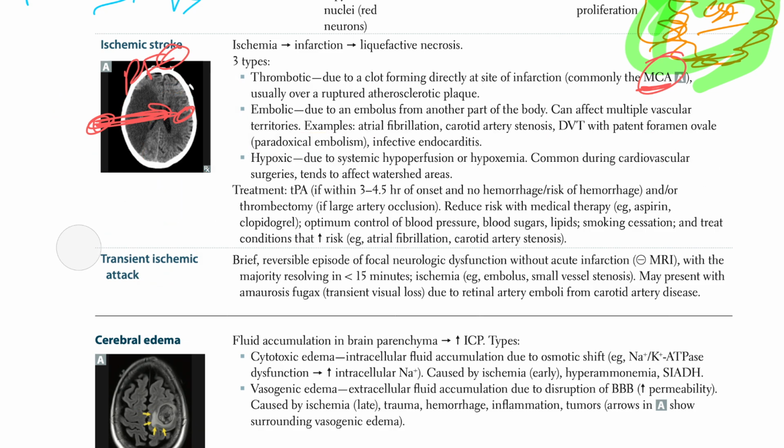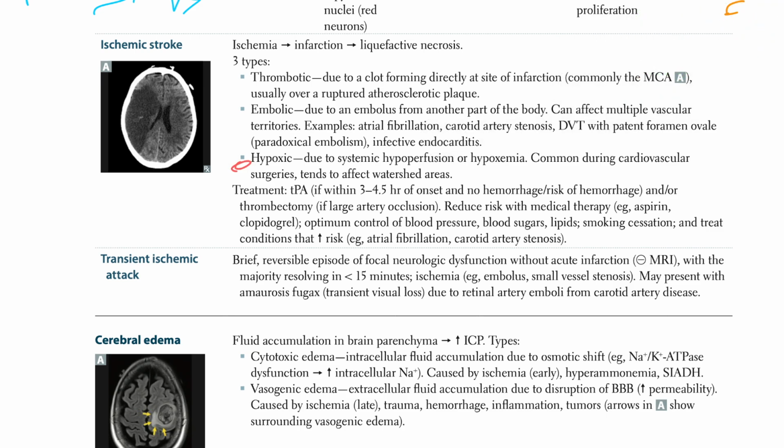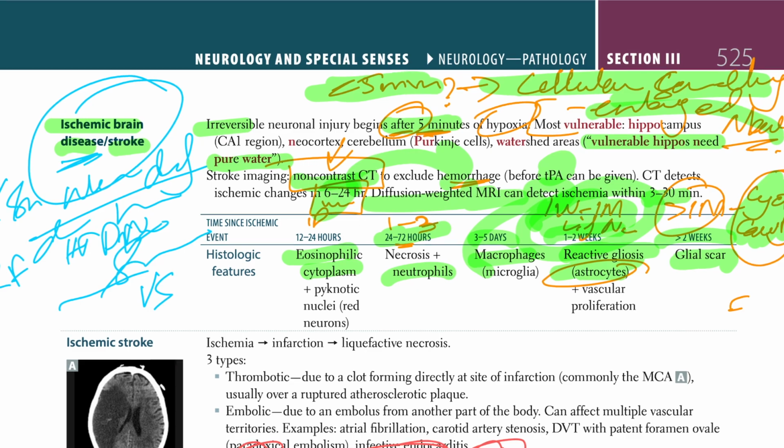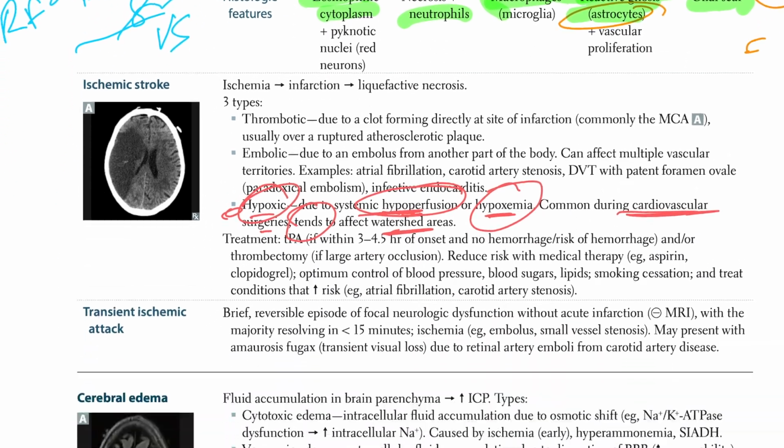The next is hypoxic stroke. Hypoxia due to systemic hypoperfusion, or hypoxemia, commonly during cardiovascular surgeries, tends to affect the watershed areas. Again, if you have hypoxia, hypovolemia, hypoxemia, hypoperfusion, commonly in big surgeries like cardiovascular surgeries, then it will tend to affect the watershed areas. On top of watershed areas, you will also think about the full mnemonic, which was vulnerable hippos need pure water, all of that.